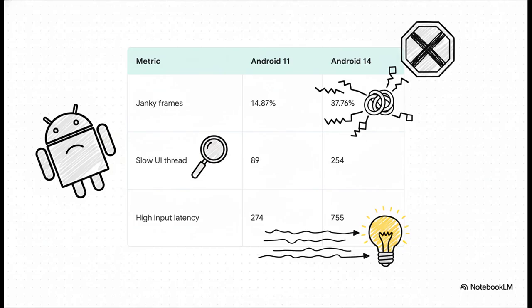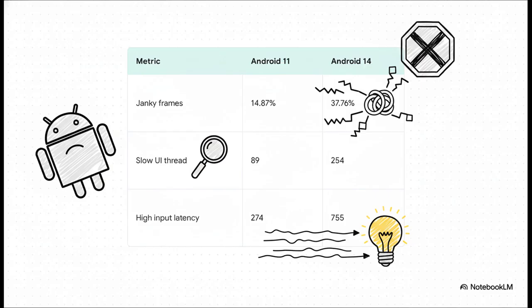And look, this isn't just some theory. Let's look at the hard evidence. This data right here compares performance on the exact same hardware, but running Android 11 versus Android 14. The number of janky frames more than doubled. The count of a slow UI thread nearly tripled.